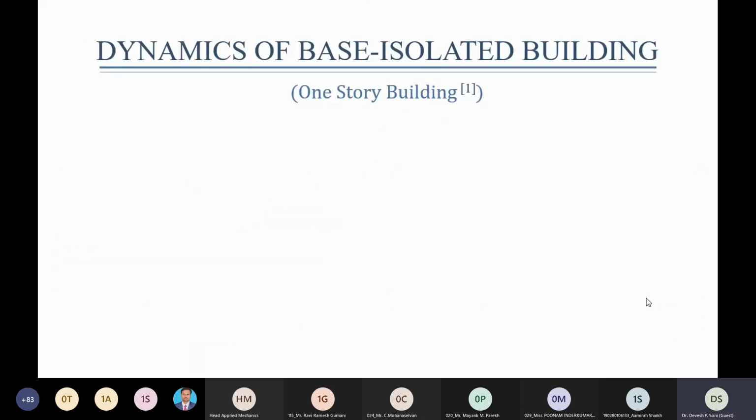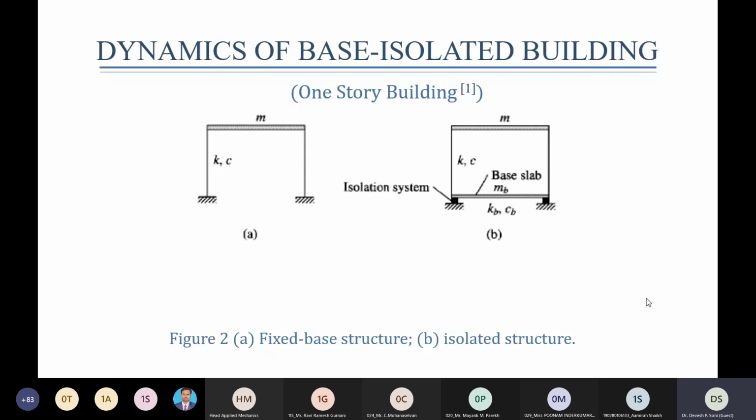Having understood the different types of isolation systems, their classification and salient features, it is essential to understand the dynamics of a base isolated building. Here, the dynamics is explained with the example of a single-storied building, and then the concept will be extended to a multi-storied building as well. Here, a single-storied building on the left-hand side is shown. The mass is M, stiffness is K, and damping is C.